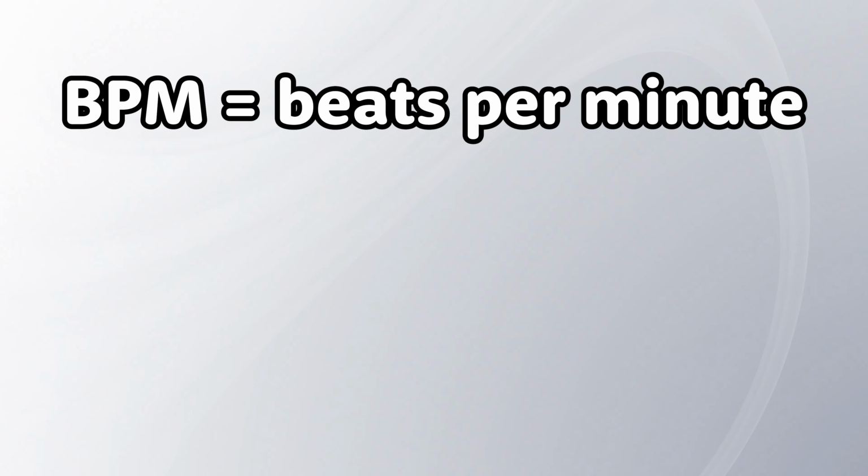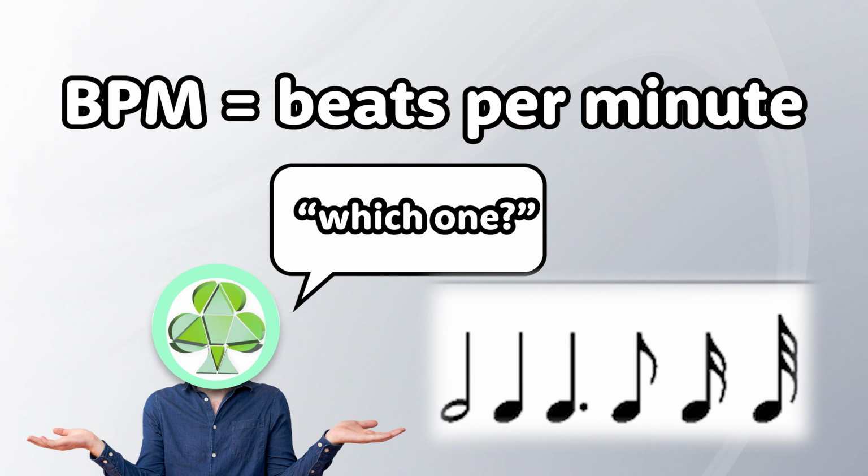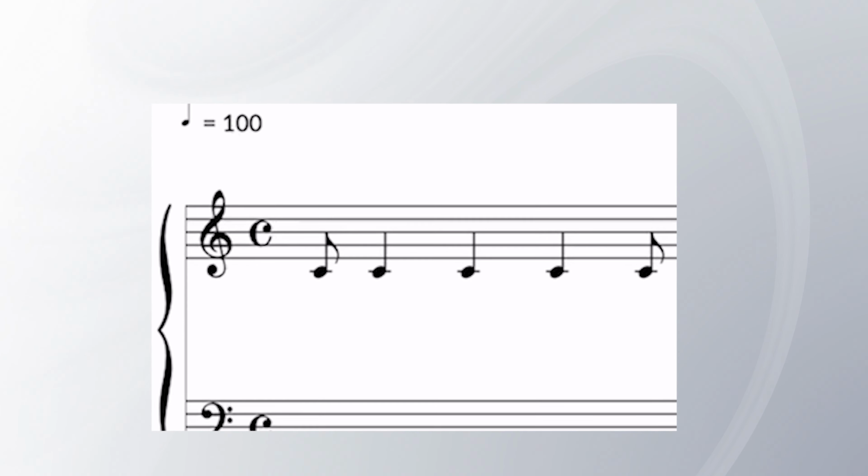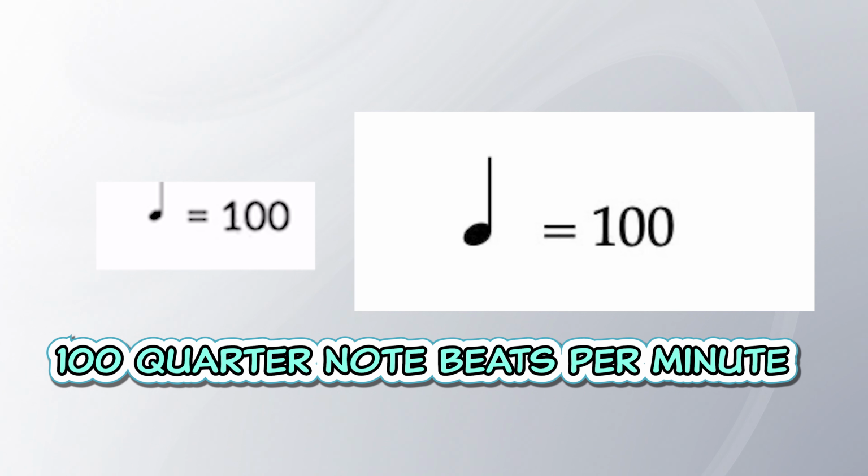BPM, or beats per minute, indicates the tempo by specifying the number of beats in 1 minute. However, it doesn't reveal the note values. To convey precise tempo, both the beats per minute and the note value per beat are needed. For example, 100 quarter note beats per minute means there are precisely 100 quarter note beats in a minute.